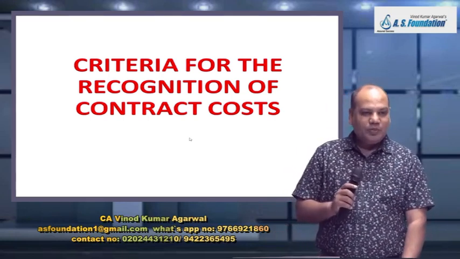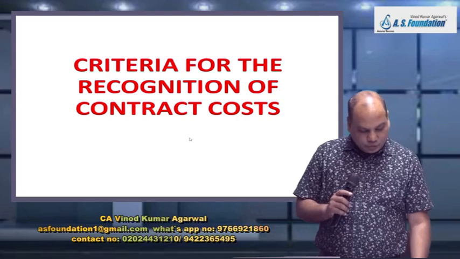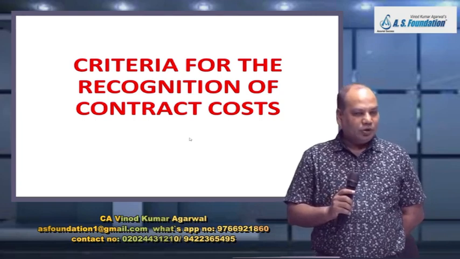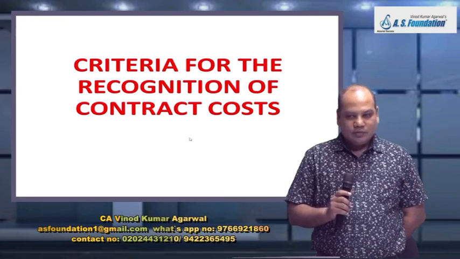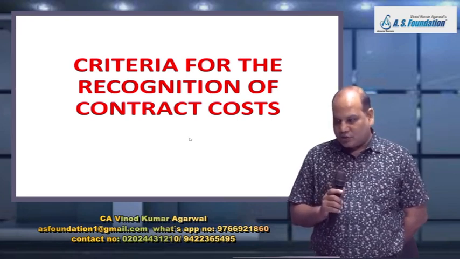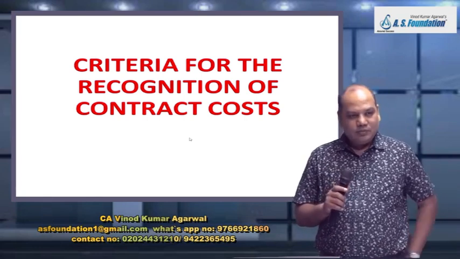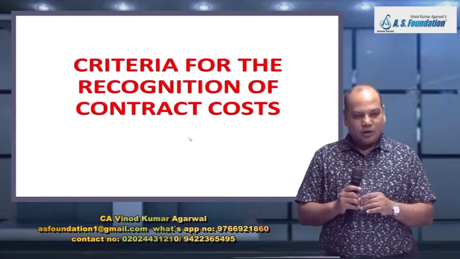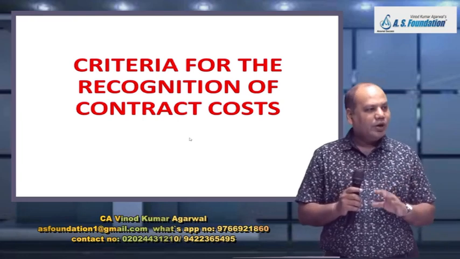Now we'll come to one more important part of this chapter: criteria for recognition of contract cost. Earlier there was a separate standard on contract cost. Which was that standard? IAS 11, construction contract. Now those paragraphs which were there in that standard have been incorporated under this standard, of course with some modification wherever required. So this one single standard will deal with revenue from construction contract also now.